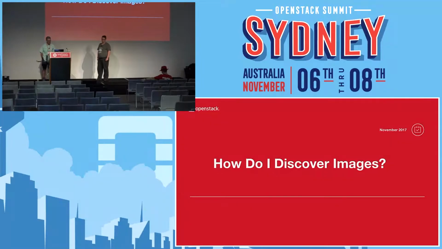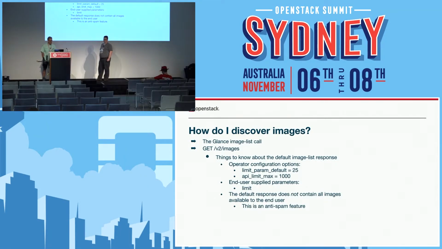All right, so the first thing, how do I discover images? So with Glance, we have what's called the image list call, and it's just get v2 images. There are a few configuration options that the operator can supply. So there's the size of the response that someone would get if they don't explicitly ask for a particular amount in the response, and it's 25, just so you're aware.